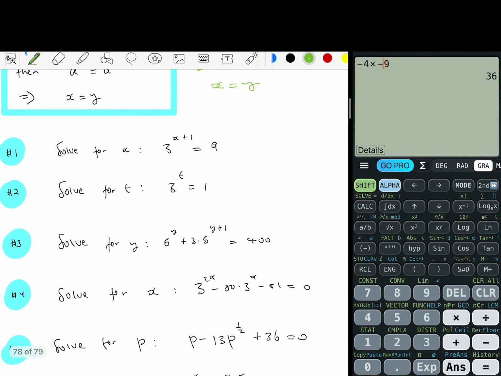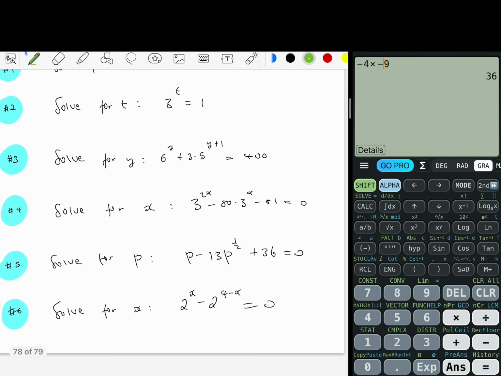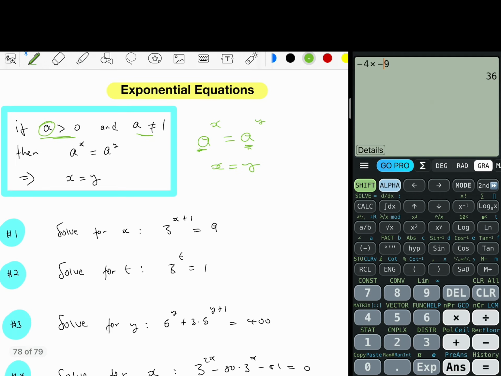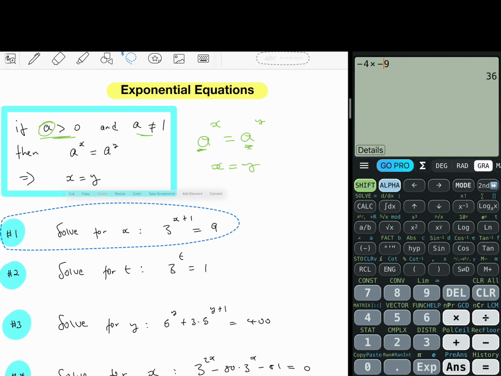I'm going to be doing questions from question 1 to question 6, advanced questions on how to factorize exponential equations. In this video, you're going to need your calculator. Please bring in your calculator, because you're going to be learning to use a calculator essentially to solve exponential equations. So let's go to question 1.